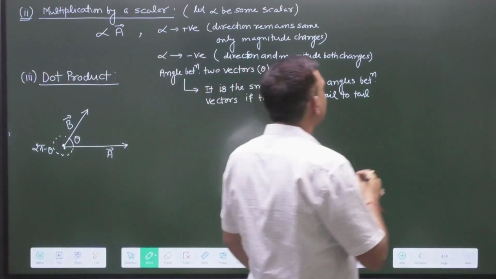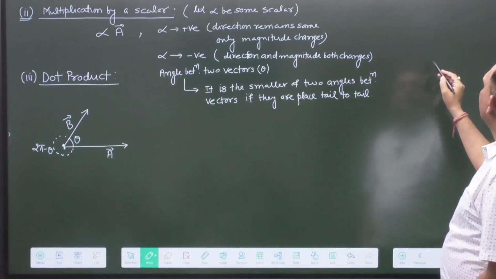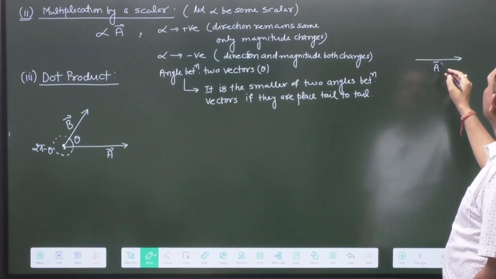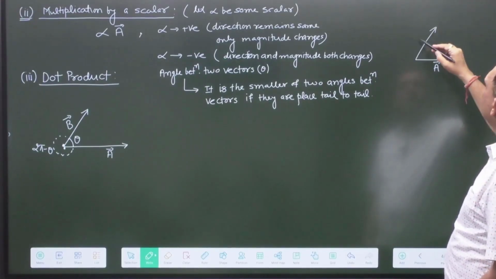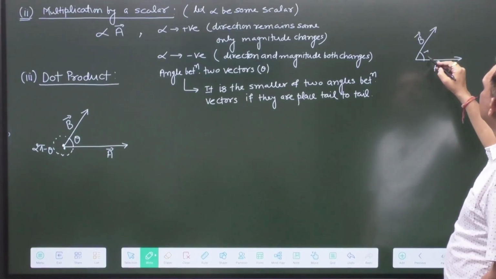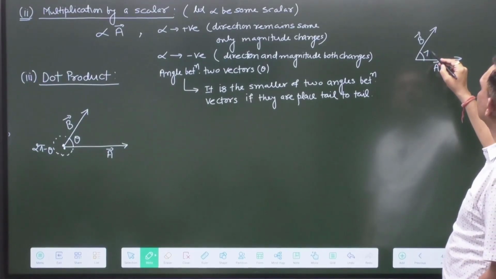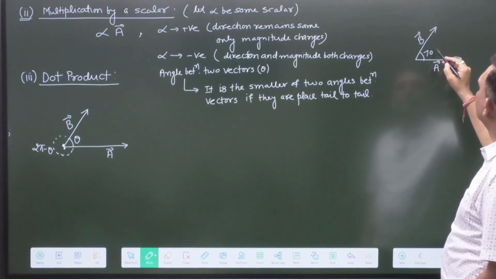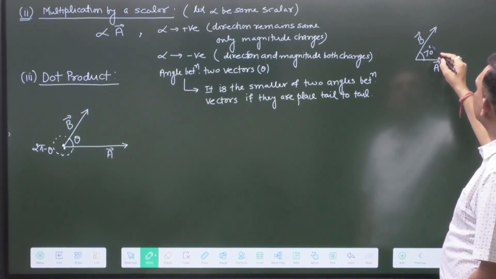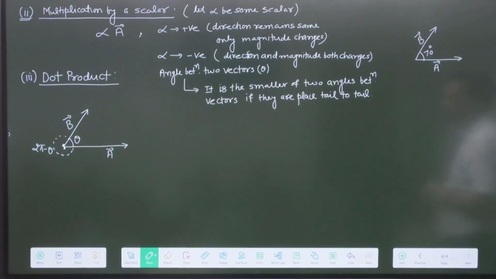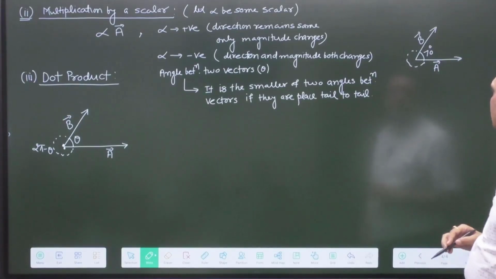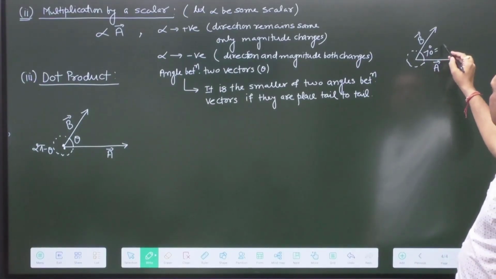Let's see, if I tell you this is vector A and this is vector B. Let's say this angle is 70 degree. So this is the angle between two vectors because one angle is this, another angle is this. So this is the theta. Theta is this particular angle.